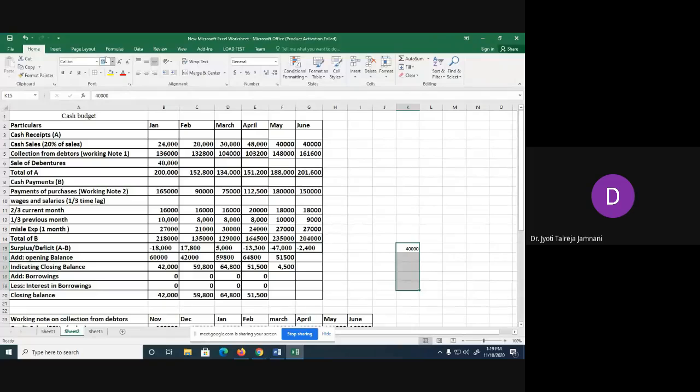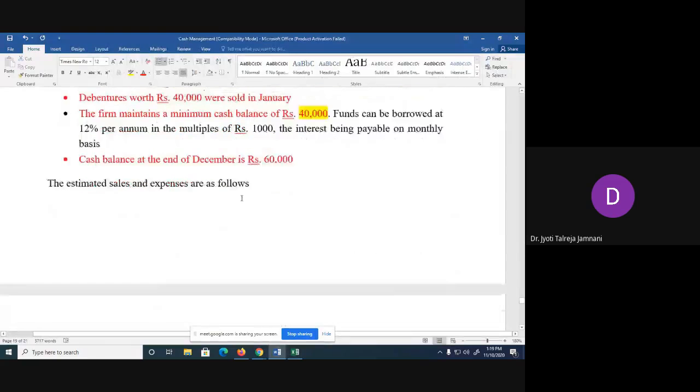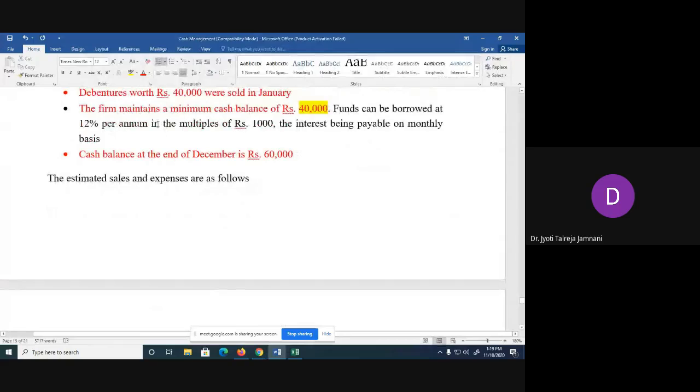Okay, so how much should I borrow? I want 40,000, out of which I have 4,500. So how much more is required? 35,500. Is that clear, everybody? So I have to borrow 35,500. But see the condition here, all of you. Again, I'm repeating. We have to borrow in the multiples of rupees 1,000.